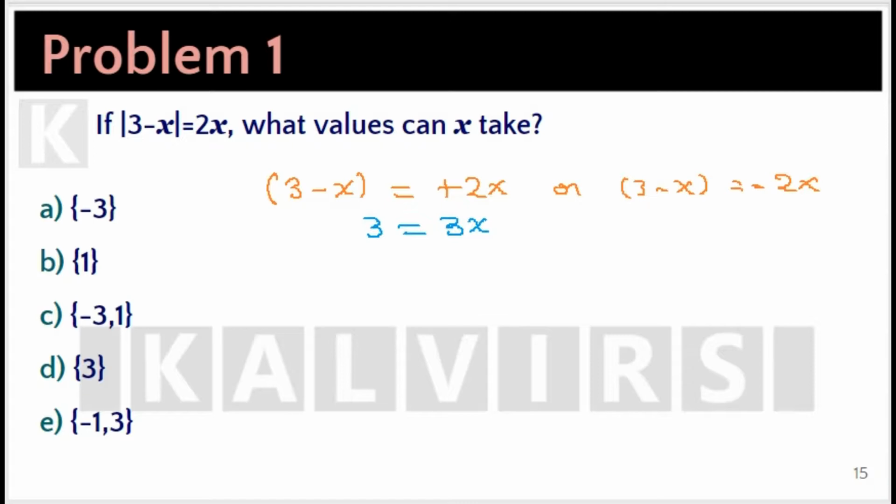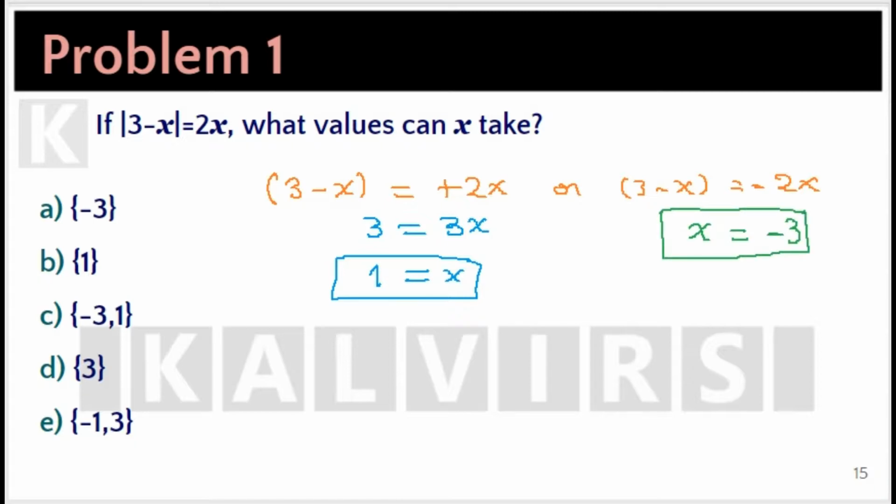3 times x equals 3, finally x equals 1. That's one solution. Then x equals negative 3. That's another solution, but I have a question. Can x take a negative value?